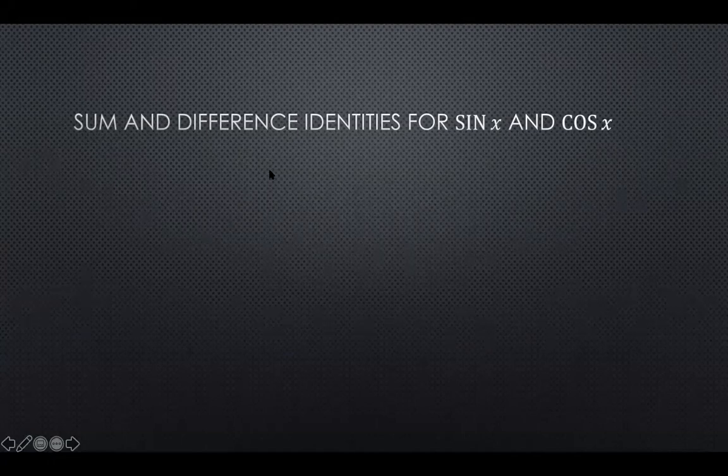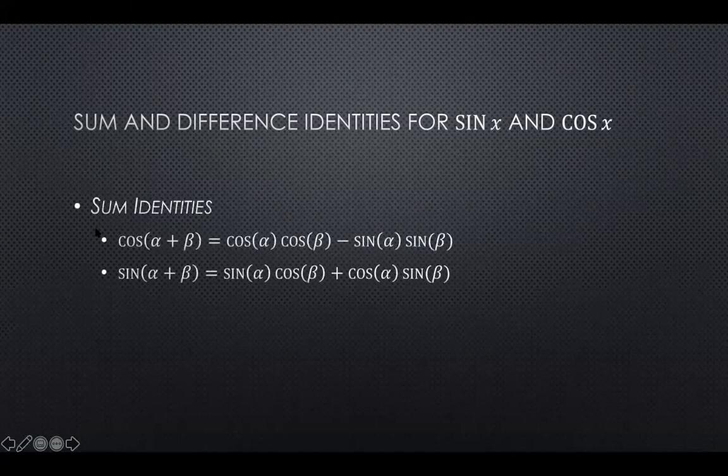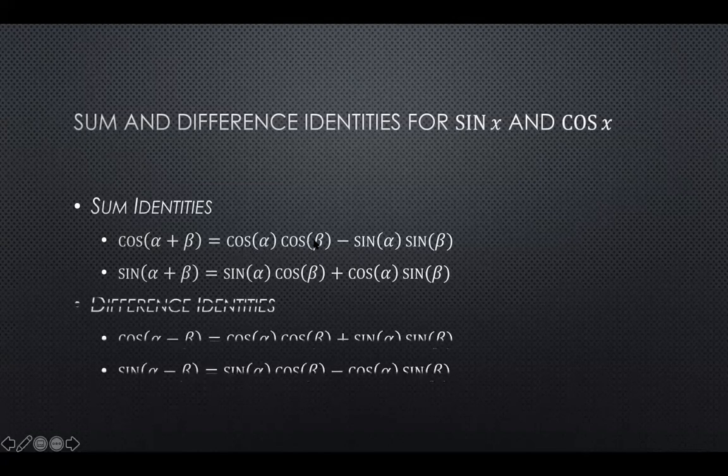We have sum and difference identities for sine and cosine. For sum identities, when you have the sum of the angles inside cosine, you can break it down into cosine and sine of the angles. Difference identities work as well.